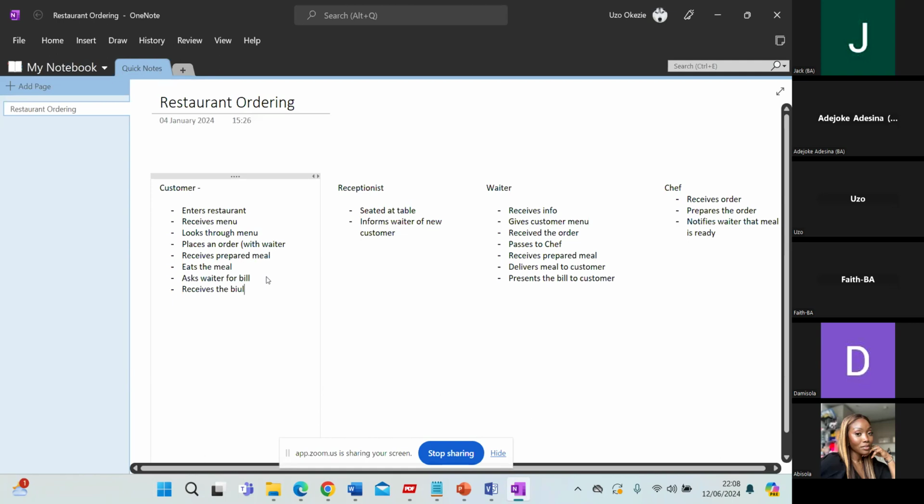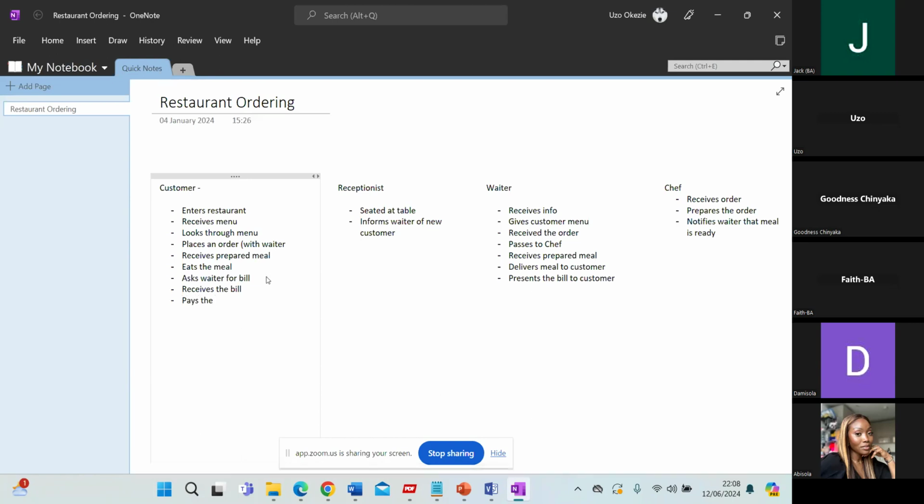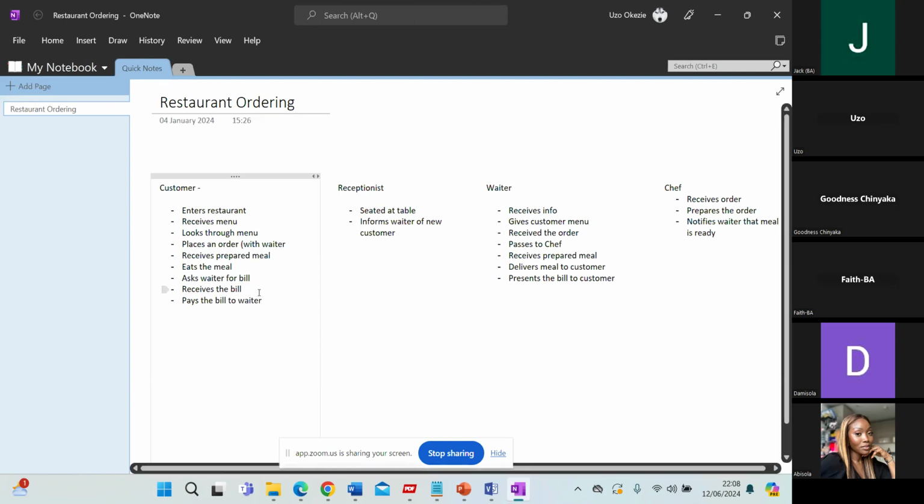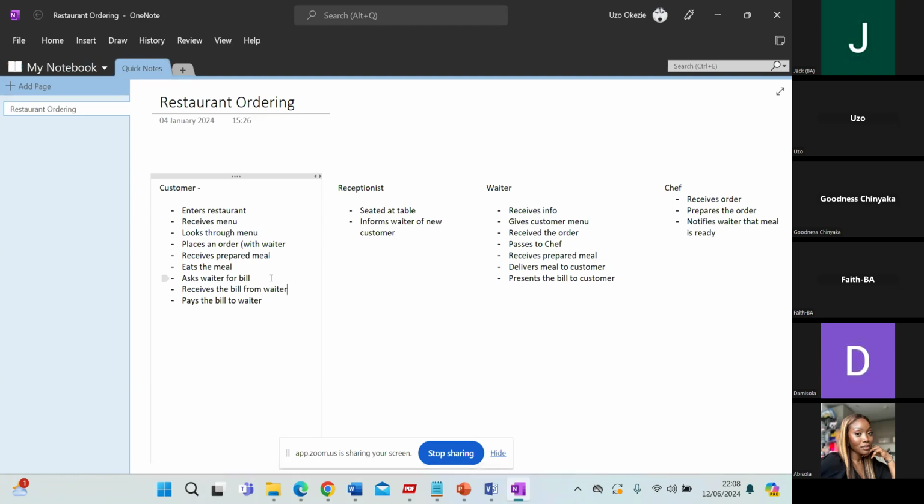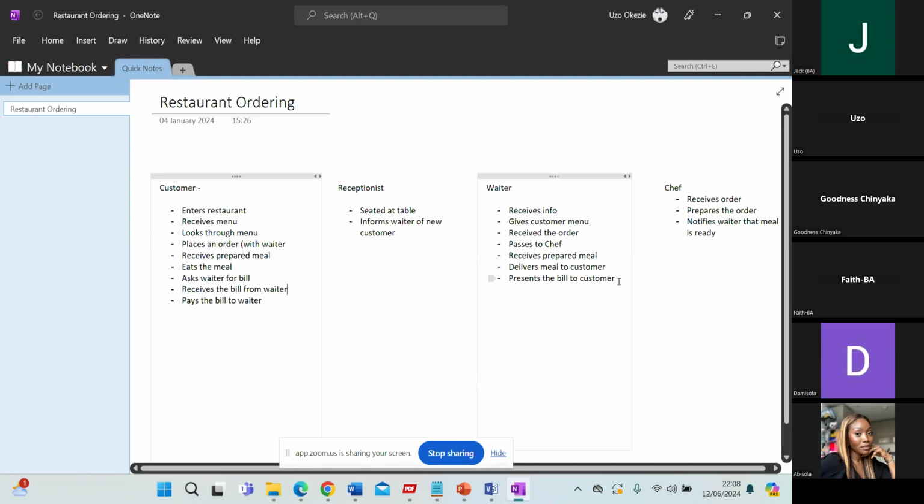Receives the bill. And what happens? Pays the bill. Okay, and pays the bill to waiter. We'll know who he's receiving it from, but this is just an aside. By the time we're doing this, we won't need to highlight from waiter to waiter, but it's good to put it down here because it helps. Okay, so pays bill to waiter, then what happens?